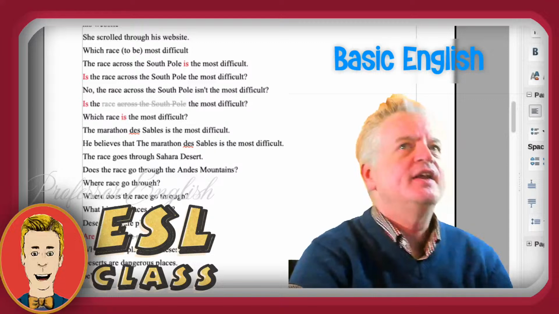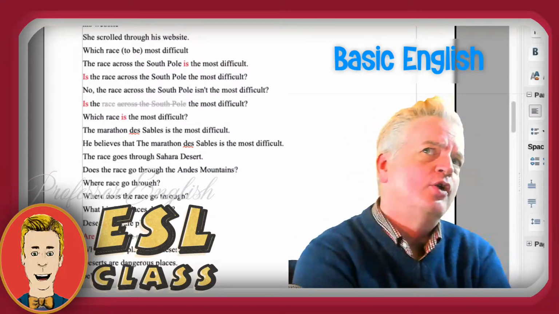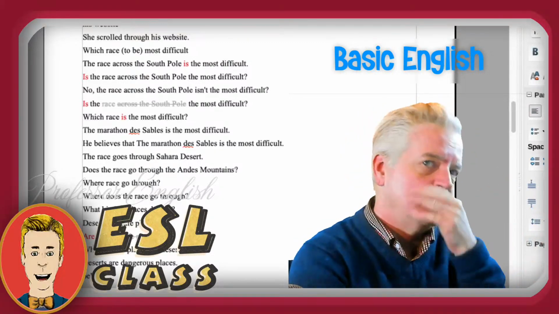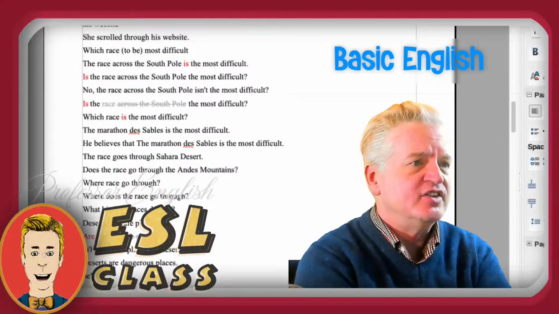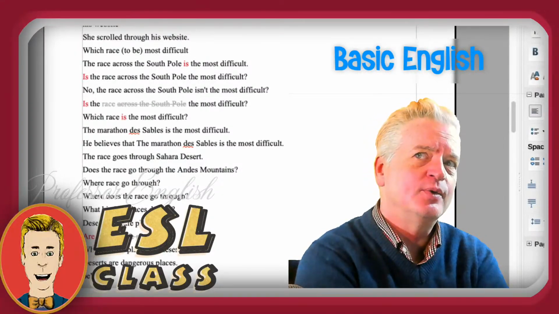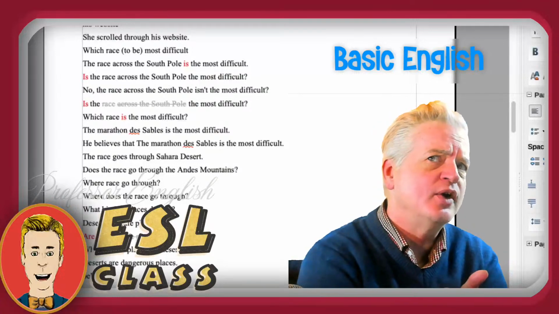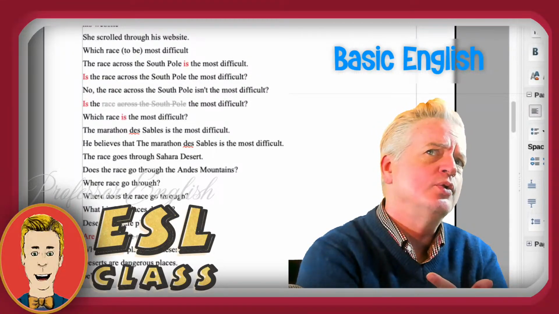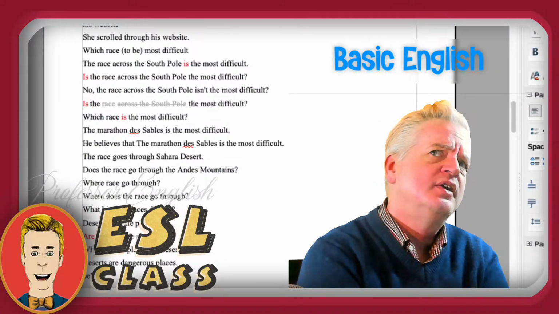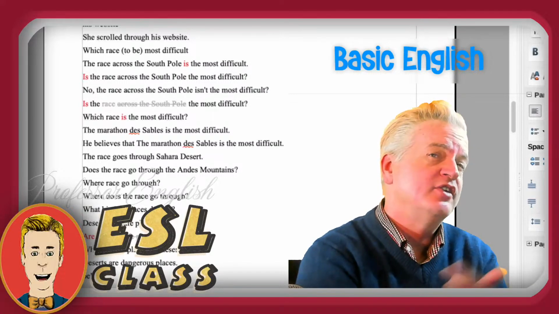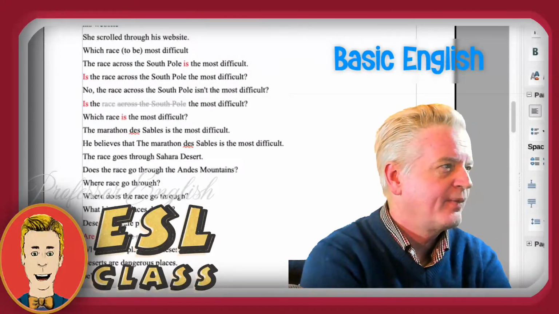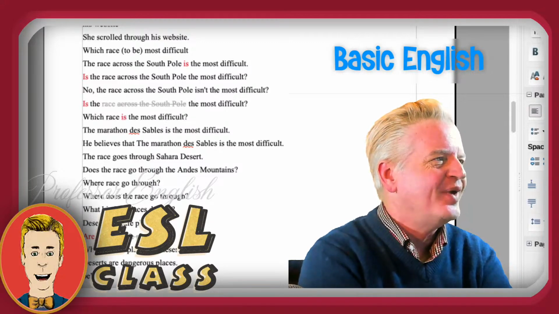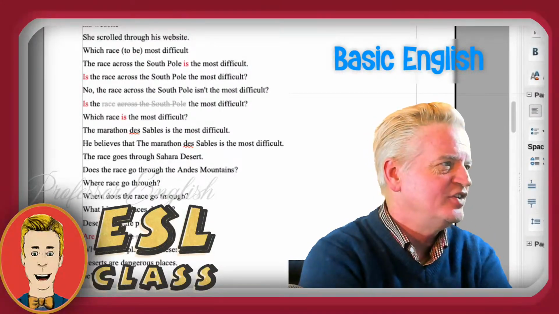So again, we were reading an article called "Man v Desert," a very basic English article, and it was about a race, different races. There was a race through the Sahara Desert, a race through the jungle of Brazil, and there was one more race. Oh, a race through the South Pole. Believe it or not. So that's the context of these questions.